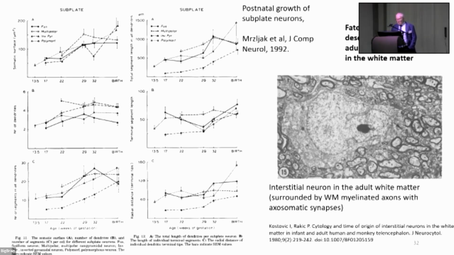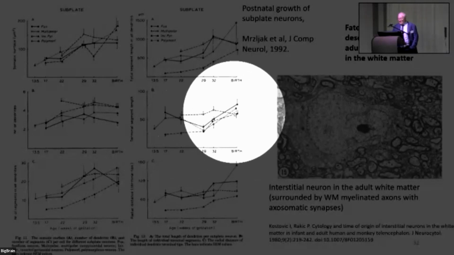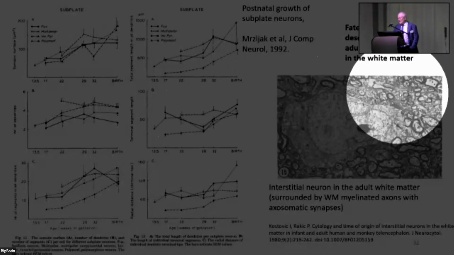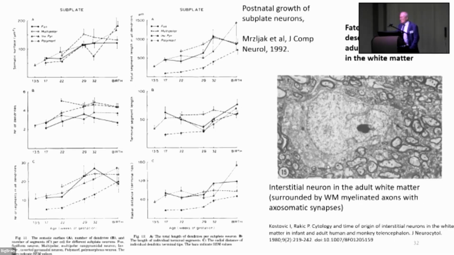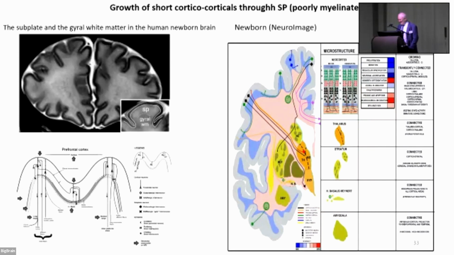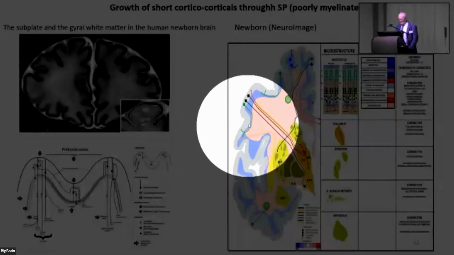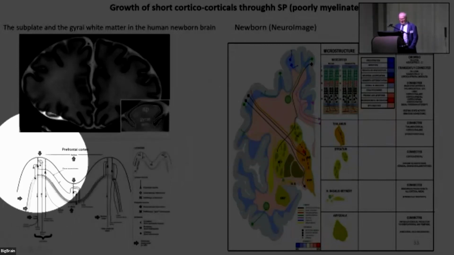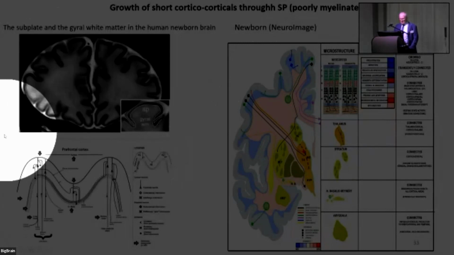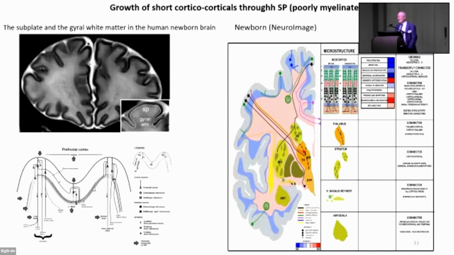I just show here that there is a continuation of subplate development: dendrites, and here are interstitial neurons, which originate from the remnant of the subplate. Altogether, during the first year you still have transient connectivity, but the majority of myelination is really here, you see this blue line. And you can see it in conventional MRI, and at this point I don't agree with the connectomic people.